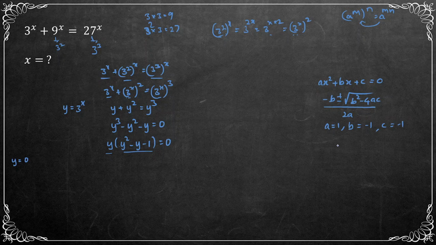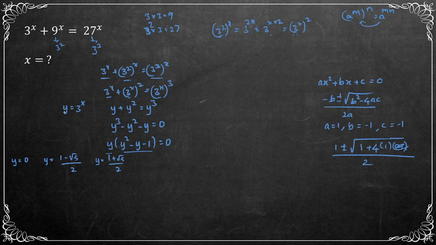If I put that in here, minus of minus 1, it will be 1, plus or minus root of minus 1 whole square is 1, minus 4 into 1 into minus 1, divided by 2 into 1, which is 2. So minus into minus is plus, so 1 plus 4 is 5, 1 plus or minus root 5 by 2 are the roots of this quadratic equation. So y is equal to 0 is one root, the second root is 1 minus root 5 by 2, and the third root is y is equal to 1 plus root 5 by 2.